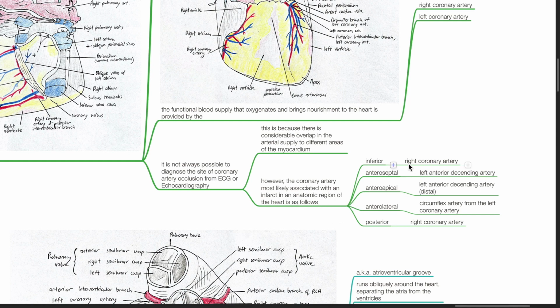Inferior infarct, right coronary artery; anteroseptal infarct, left anterior descending artery; anteroapical infarct, left anterior descending artery, distal portion; anterolateral infarct, circumflex artery from the left coronary artery; and posterior infarct, the right coronary artery.